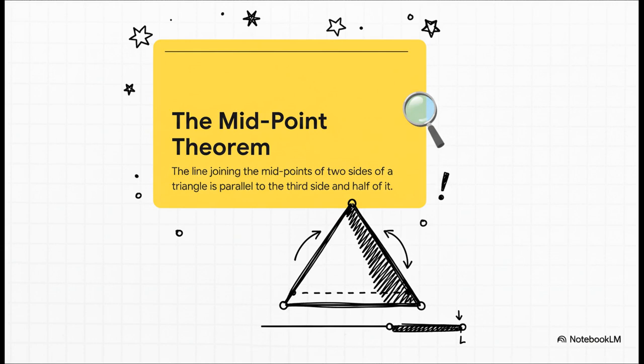Listen to this. You take any triangle, find the middle point of any 2 sides, and then you just draw a line to connect them. That new line you just drew, it's automatically parallel to the 3rd side of the triangle. But wait, there's more. It's also exactly half the length of that 3rd side. How cool is that? You get 2 amazing results from one simple action.